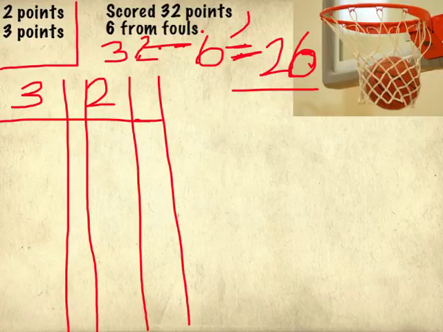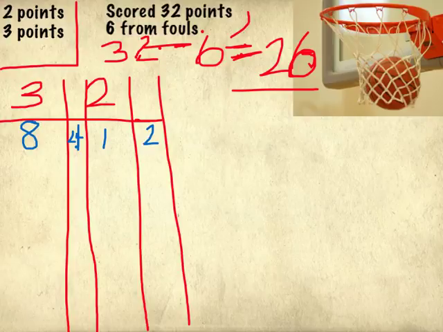So for example, 26. Can I get to 26 with just 3s? No, I can't, but I can get to 24. So if I have 8 3s, that would be 24, and then 1, 2, that adds up to 26. So that's one way I could do it. Now, I want to try to stay organized, so I'm not going to jump all over the place. I'm going to stick with my 3s as high as I can.